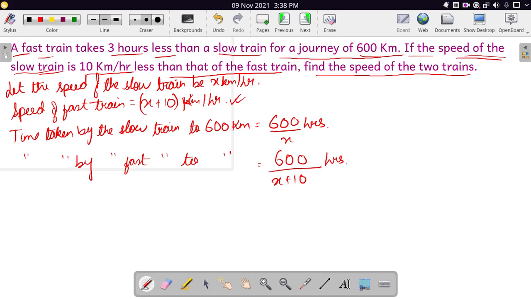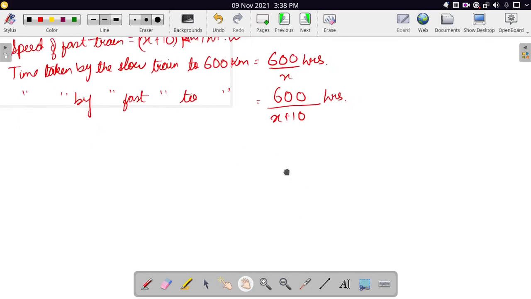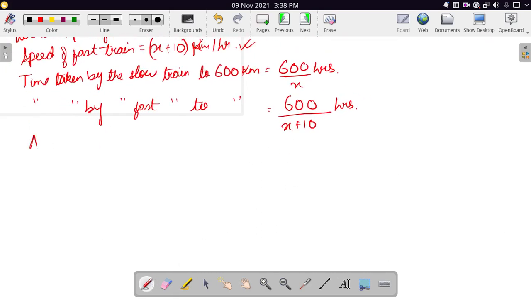Now we need to come back to the first sentence. What is the first sentence? A fast train takes 3 hours less than a slow train for a journey of 600 km. So we have the time of the slow train and the time of the fast train. Now we just need to put this in an equation. So what will be the equation? According to the problem, 600 by x minus 600 by x plus 10 is equal to 3. Right? This is our equation.